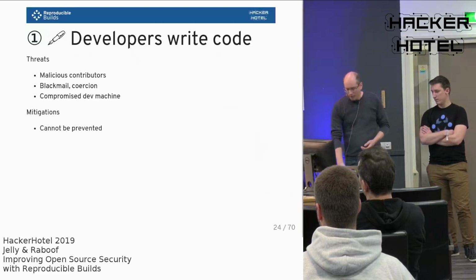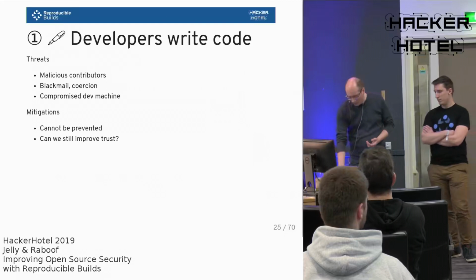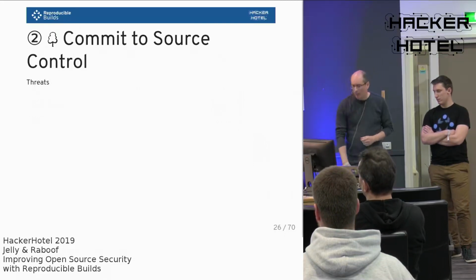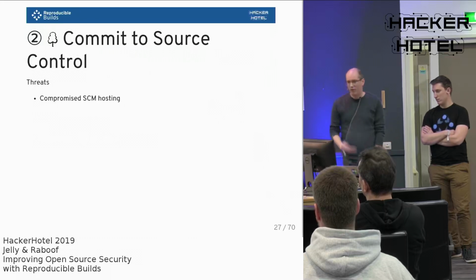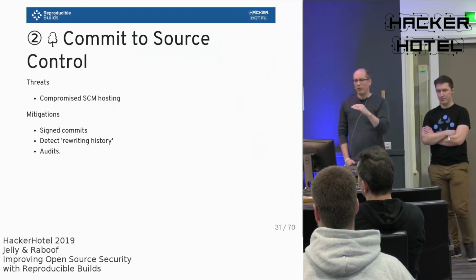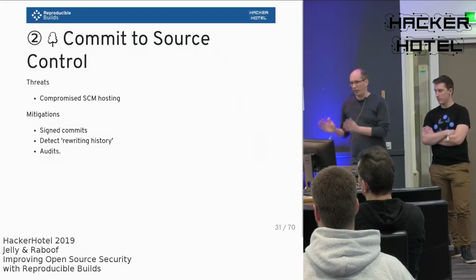So what can we do about this? I don't think we can do a lot. But I think we can take some countermeasures so it doesn't matter that we don't fully trust the developer in this side. Because the developers commit to source control, the threat can be that the source control hosting is compromised. But luckily, we can use signed commits. In some cases, it's easy to see if something deeper in the commit tree was changed. I'm not going to go too deep into this. But the point is, at some point, you can do an audit of the source code, both manually and automatically. And you can ensure yourself that there's nothing weird in there.